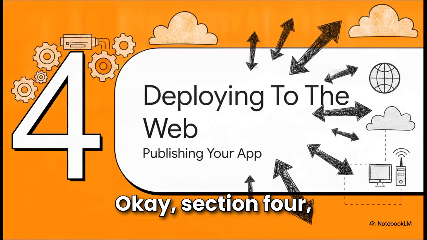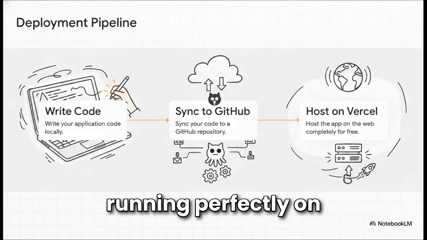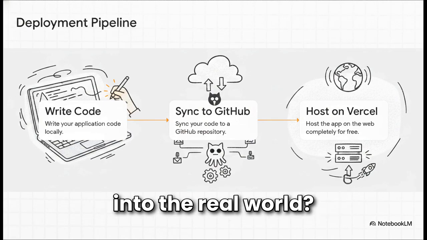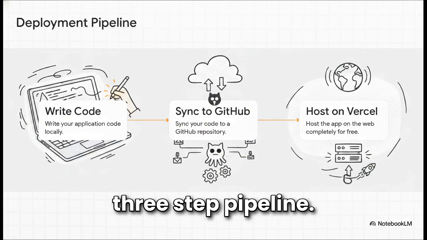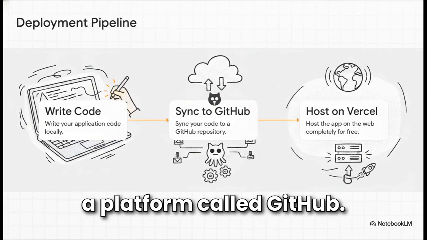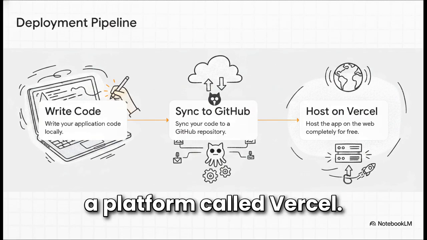Okay, Section 4, deploying to the web. So your app is running perfectly on your own computer. Awesome. But how do we get it out into the real world? Getting your app on the internet is a surprisingly simple 3-step pipeline. Step 1, write your code locally. Step 2, sync that code to a platform called GitHub. And Step 3, host that code for free on a platform called Vercel.